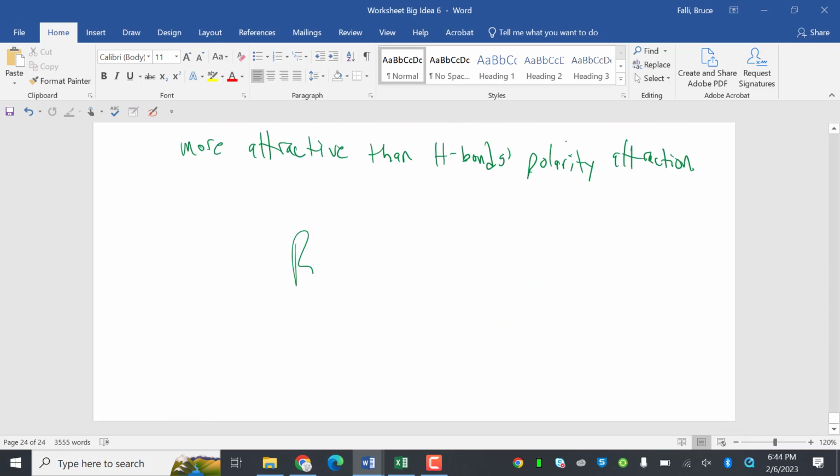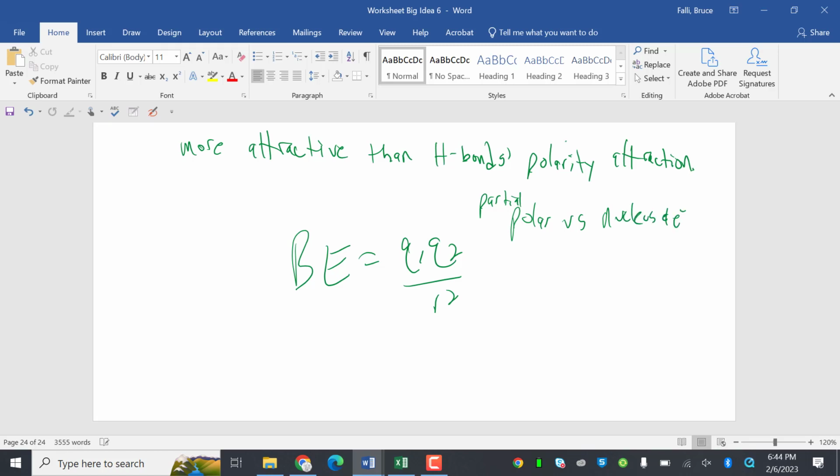So if I were to talk bond energy, we're talking about polarity, partial polar, versus the nucleus and electron, and then radius, covalent, much closer.